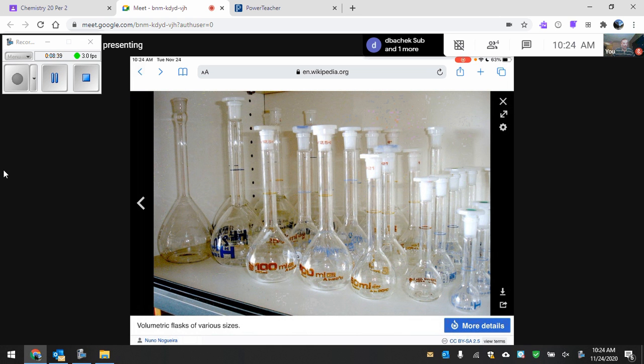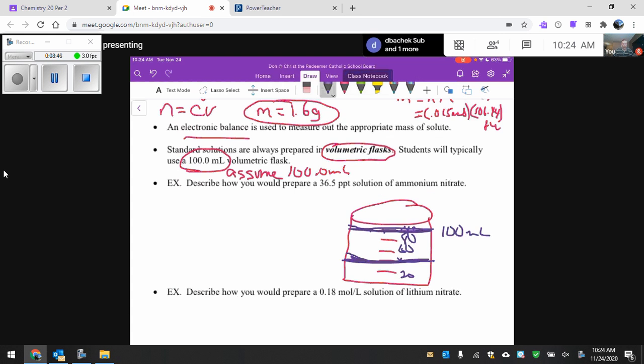That's what they look like, and that's what we're going to be using, okay? I'm going to go back to my notes here. So again, that's kind of what we're looking at there, okay? That's a volumetric flask, but we have to use those. We have to assume, if there's no volume given to us, that we're using 100, okay?